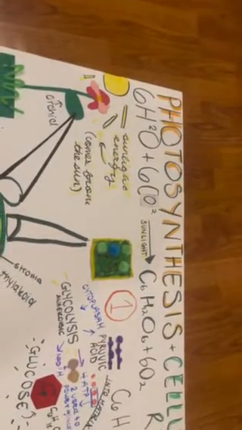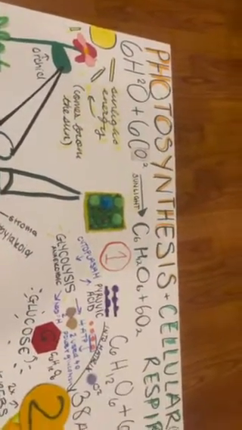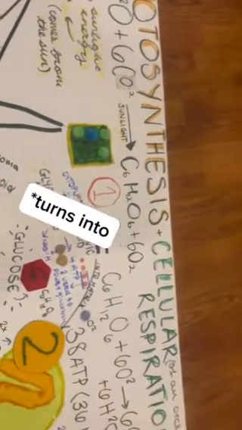Photosynthesis plus cellular respiration of an orchid. The equation for photosynthesis is 6H2O plus 6CO2 plus sunlight is equal to C6H12O6 plus 6O2.